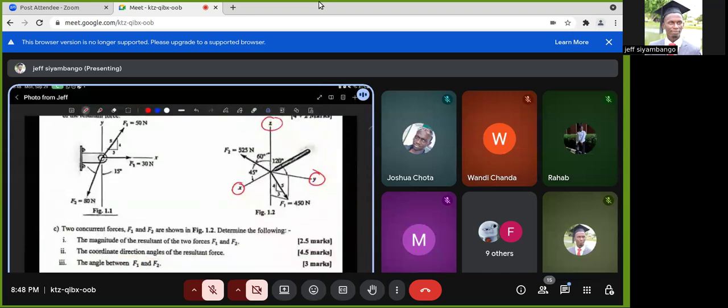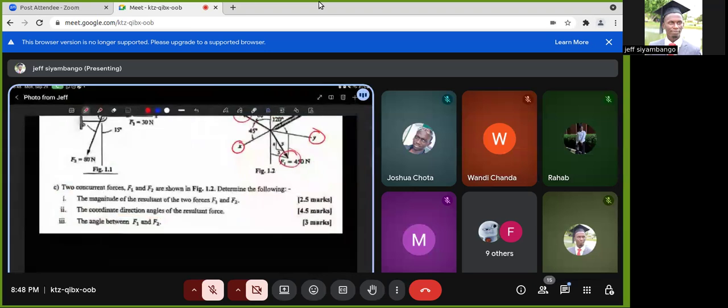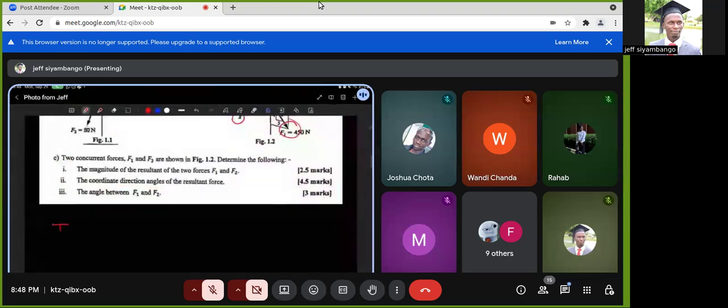So we have how many? There are two of them. One is this one here, the other is this one here. Let's start with F1. So we need F1 in vector form. So in vector form, F1, we need the x component of F1, i, plus the y component of F1, j, plus the z component of F1, k.